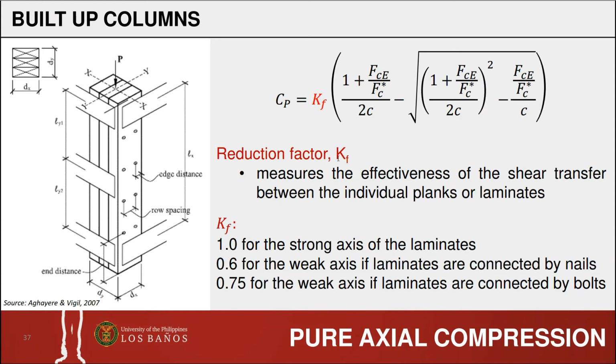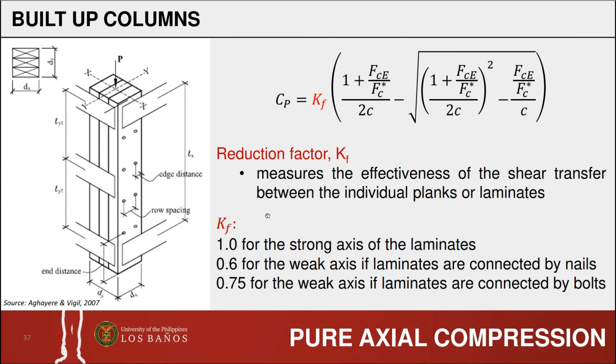Now the value of C sub P will be changed, so it will now be equal to the reduction factor K sub F multiplied by the quantity of 1 plus F sub CE over F sub c asterisk, all over 2 sub c, minus the square root of the quantity of 1 plus F sub CE over F sub c asterisk, all over 2 sub c, quantity squared, minus F sub CE over F sub c asterisk, all over c.